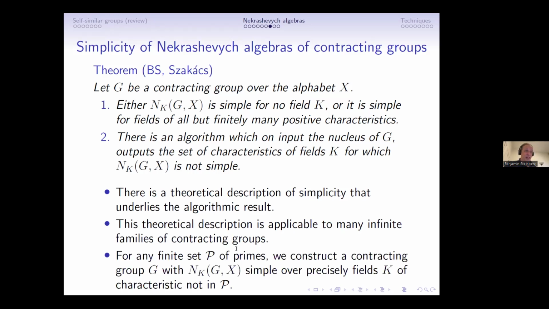We also construct for any finite set of primes a contracting group which is simple precisely over those fields whose characteristic does not belong to that finite set. So in other words, this thing in part 2 that is simple for all but finitely many primes is the best you can say. Given any finite set of primes, we can give you an example where that's the set that comes up. So there's no further relationship between primes other than this.